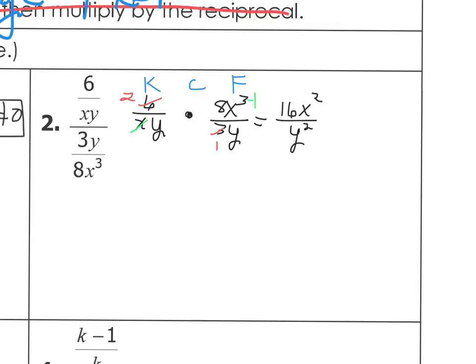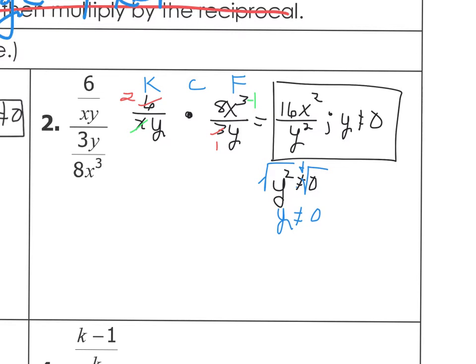So if I set y squared not equal to 0 and solve for y, wouldn't I take the square root of both sides plus or minus the square root here, and wouldn't I get y cannot equal plus or minus 0, which is still 0. So then my restrictions that I'm going to add here would be y cannot equal 0. So here is my whole answer.